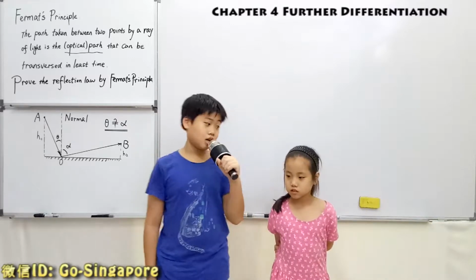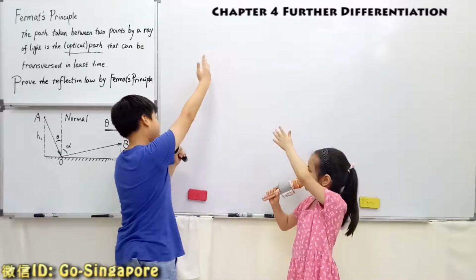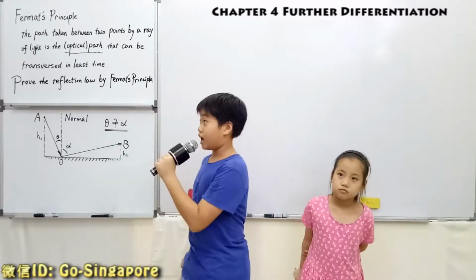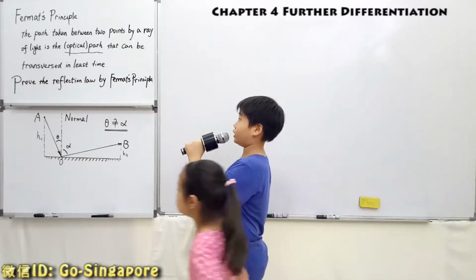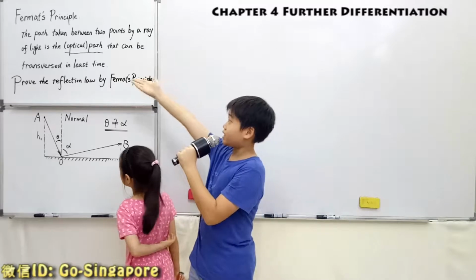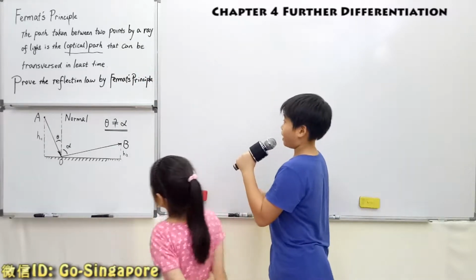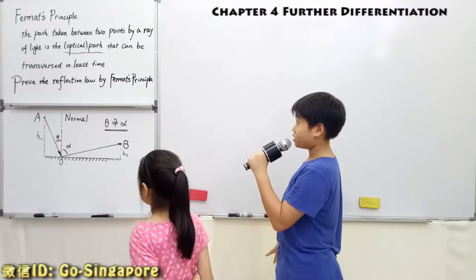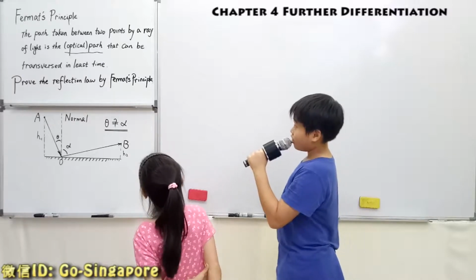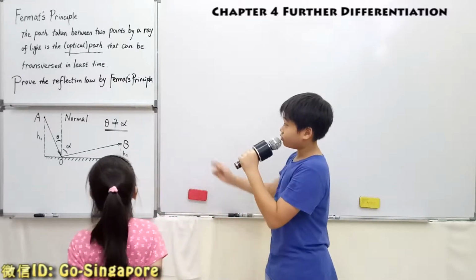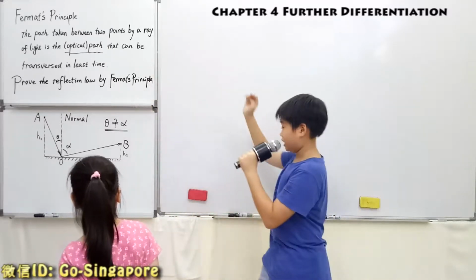This lesson is Calculus, Chapter 4, Further Differentiation. For this time, we'll look at this question. For this question, we'll need to know Fermat's principle. Fermat's principle: the path taken between 2 points by a ray of light is the optical path that can be traversed in least time.